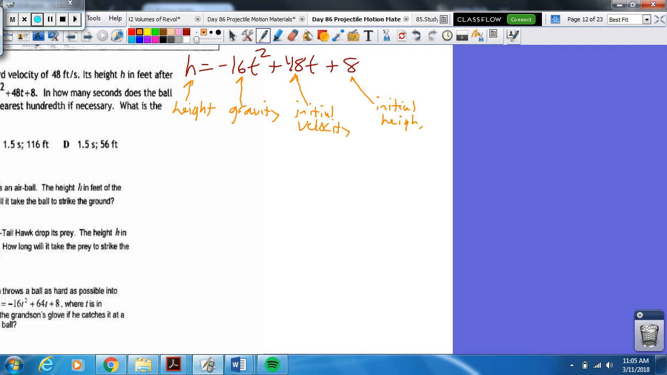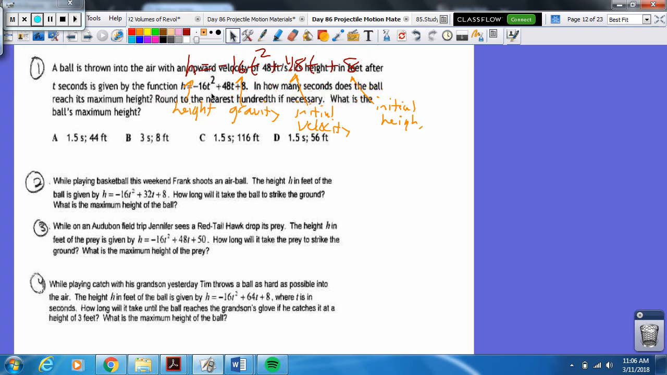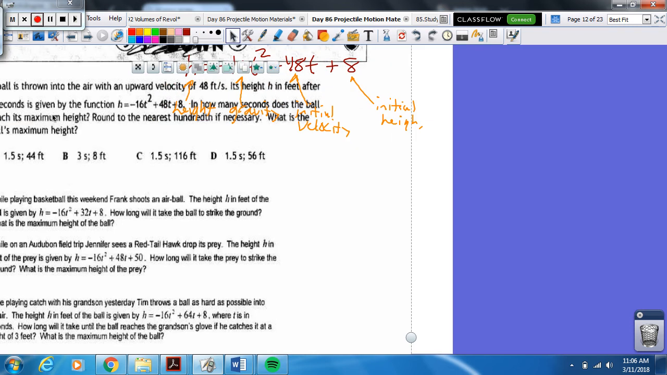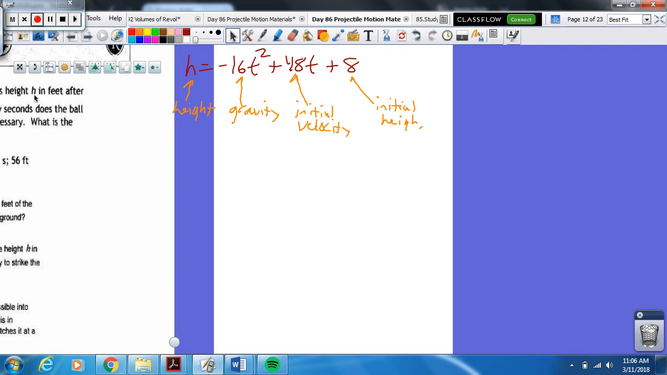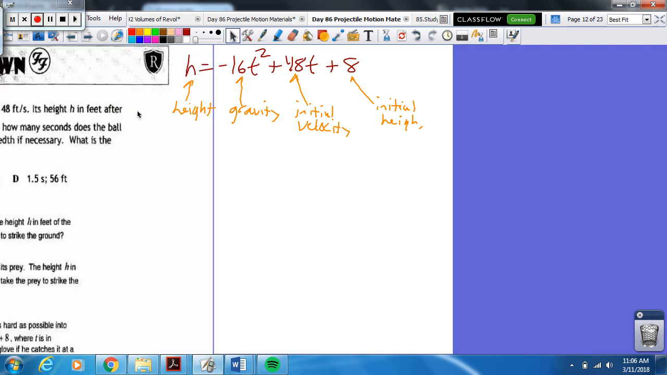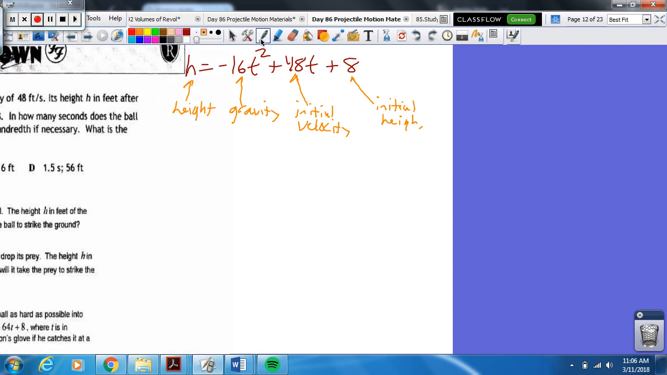We want to find the max height. How many seconds does the ball reach its maximum height? Okay, and then what is that height? No problem. So easy. So maximum height.